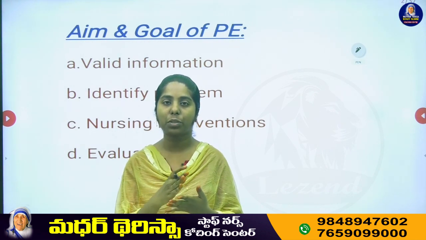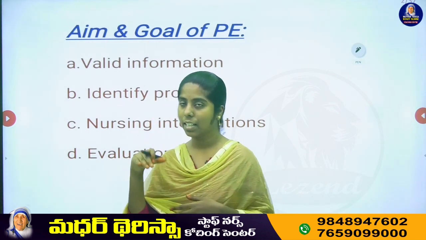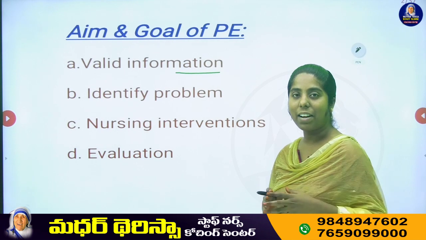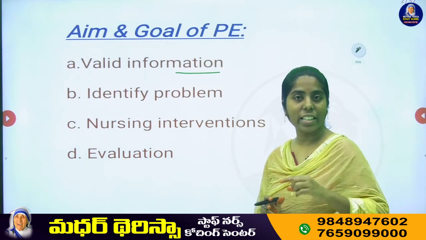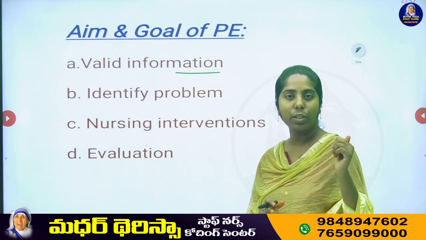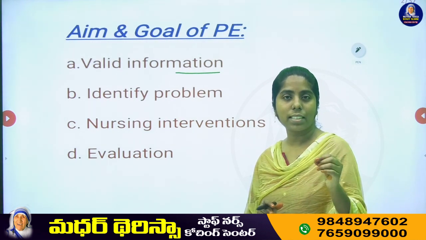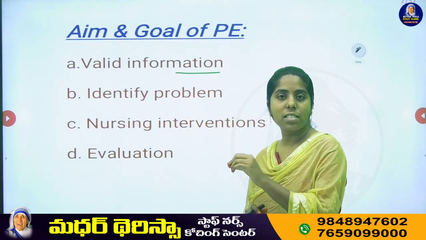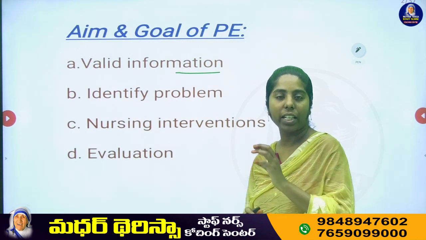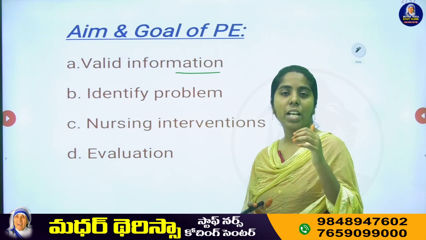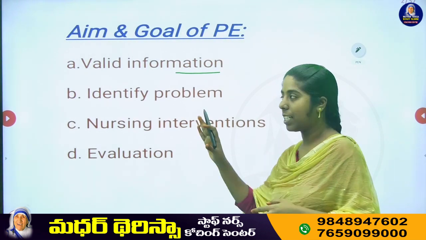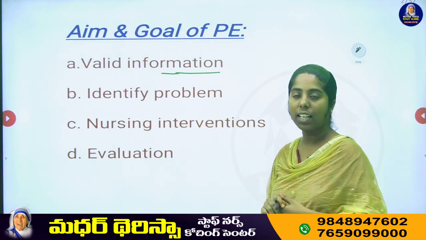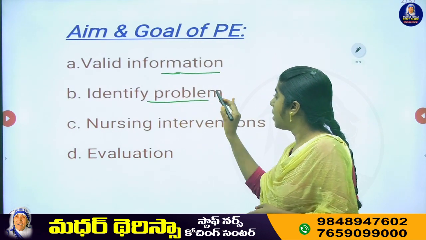The main objective of this physical examination is, we'll see, to collect valid information. To collect valid information means accurate information. As I have told you in the health history part, if you collect the health history in an accurate manner, the treatment will be accurate. Likewise, further, there will be accurate medication and treatment, and there will be a 100% outcome. That is nothing but to collect valid information from the client. Then next, to identify the problem.